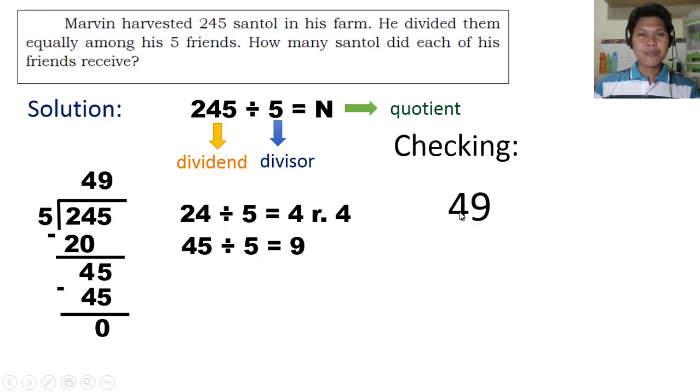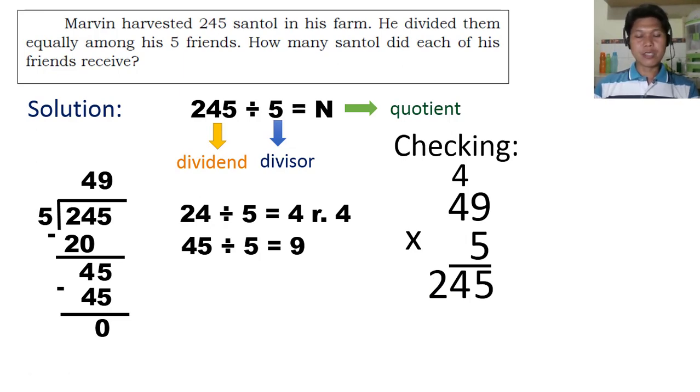Check natin. 49, which is the quotient, times the divisor. Kasi pabaligtad tayo kung mag-check. Okay? So the answer, the quotient, which is 49, opposite ng division is multiplication. So times 5. And then 5 times 9 is 45. And then 5 times 4 is 20 plus 4 is 24. And the answer is correct. Okay. So, yun ang process kung paano mag-divide ng whole numbers.